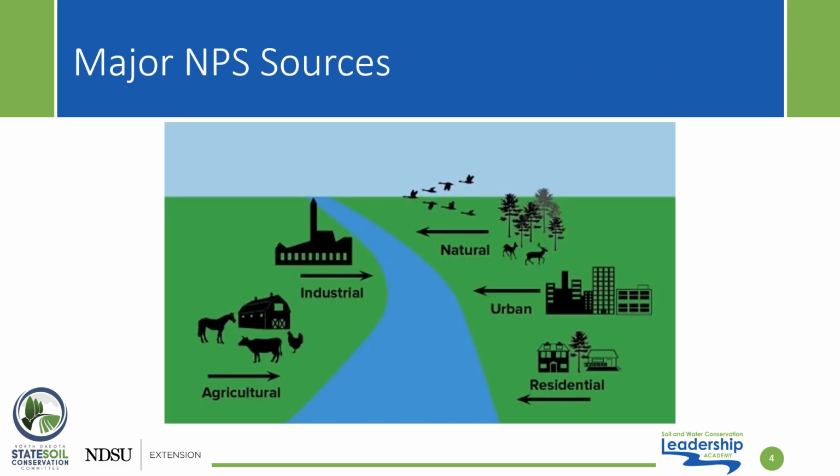Nonpoint source pollution can come from a variety of different places. These can be natural sources, urban, residential, agricultural, or industrial. An example of nonpoint source pollution would be a car sitting on the street that's leaking oil. After a large rain event, the oil that is dripped underneath that vehicle is washed into the stormwater system and eventually enters the river. Likewise, we can give examples for agricultural nonpoint source pollution, whether that be wind erosion on a field that has not implemented cover crops or residue, or cattle watering directly into a stream system.